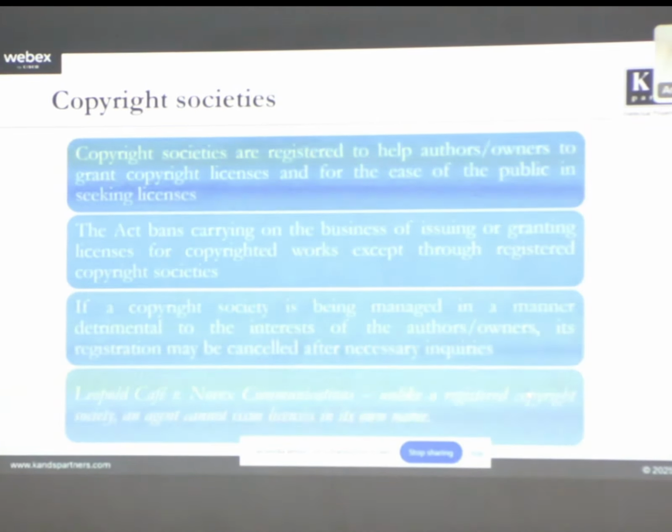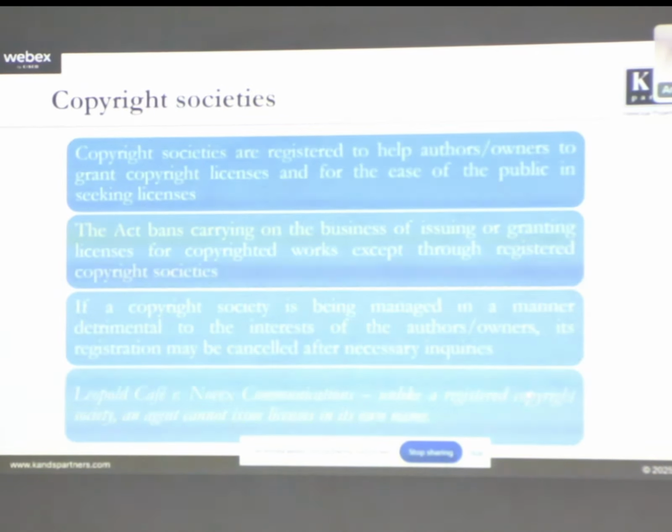Now, because this year's vital theme is music, I think it's important that we discuss some copyright aspects with regard to music as well. For that, we'll discuss a case. But let's first talk about copyright societies. What are copyright societies? Copyright societies are societies registered under the Act to help owners of copyright grant licenses for use of their copyright, and for ease of the public to seek such a license.